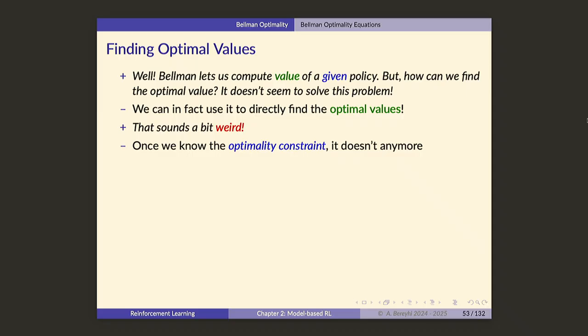Because here we need to know the policy. And once we know the policy, we can use the Bellman equation to compute the value, right? But what if we want to find the optimal value? Indeed, we can simply play around with that equation to find it for the optimal policy without needing to know it in advance. How is it possible?